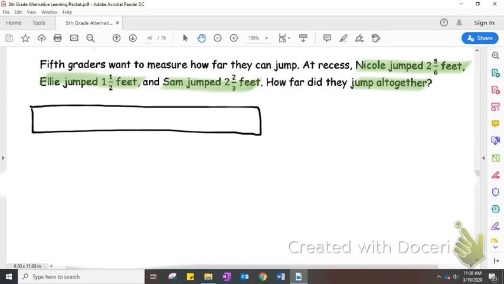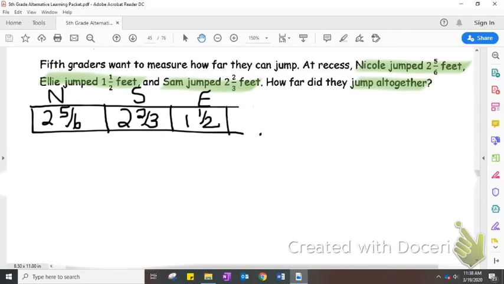Okay, it looks like Nicole might have jumped the most. And for Nicole, Sam, and then Ellie jumped 1 and 1/2. That should be a smaller bar. She didn't jump as far. Looking at the bar model, I can tell what operation I'm using. I'm adding them together.